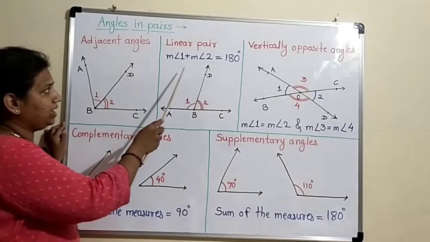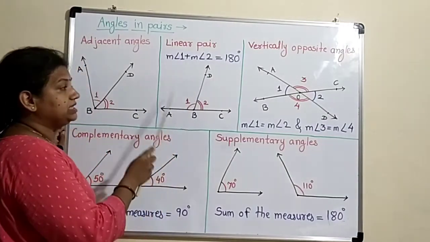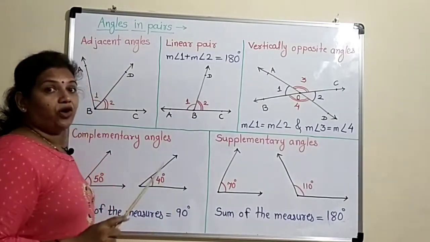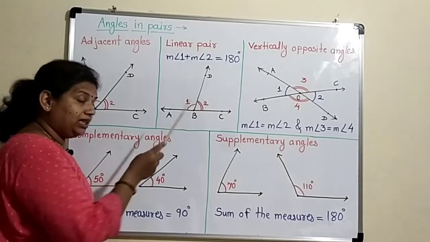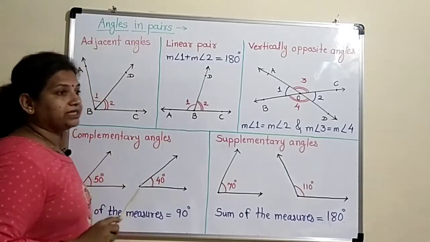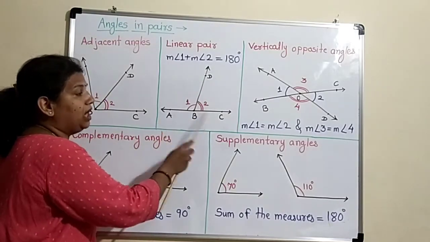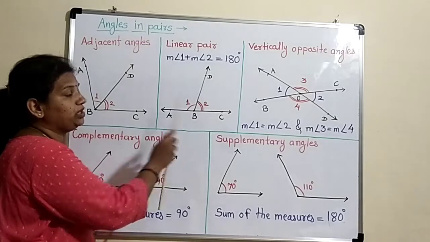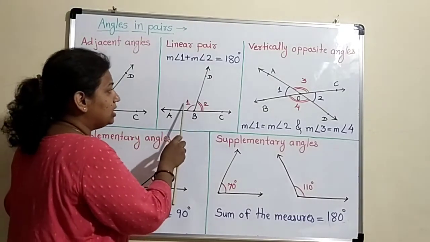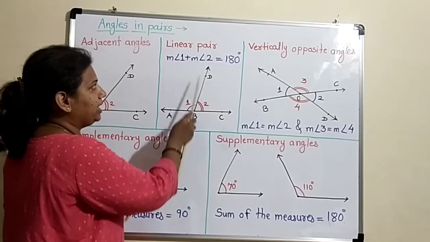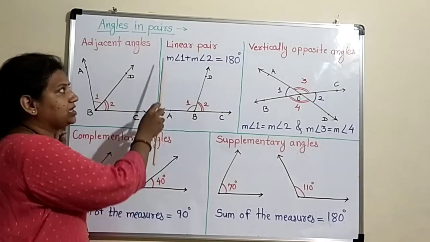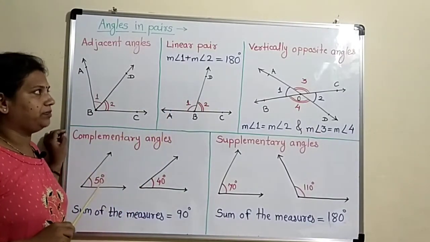Now the second pair is the linear pair. Here angle 1 and angle 2 are forming a linear pair. They are adjacent angles, that means they have a common arm and a common vertex, but the non-common arms are opposite to each other. Together they form a straight angle. Here the sum of the measures of angle 1 and angle 2 is always 180 degrees. So such angles are said to be angles in a linear pair.